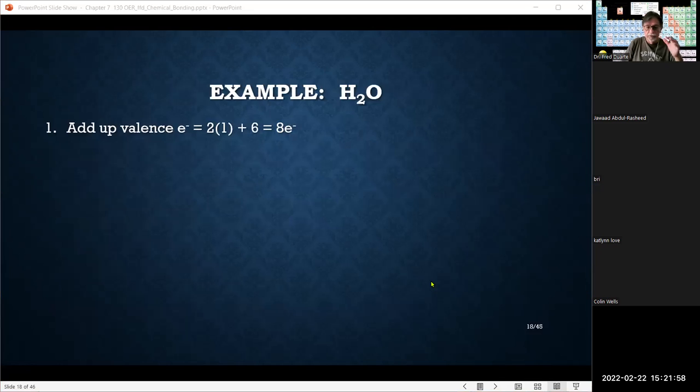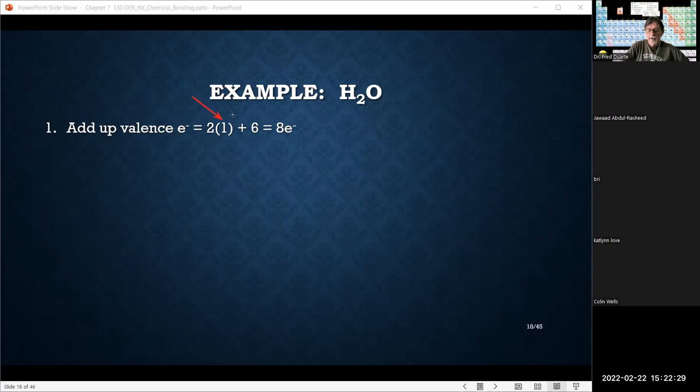But let's do an example here. So let's do water. Okay, so H2O, identify how many different atoms you have. So H2O, the subscript 2 tells us we have 2 hydrogens and 1 oxygen. So from that information, we go to the periodic table, and that tells you how many valence electrons each atom has.